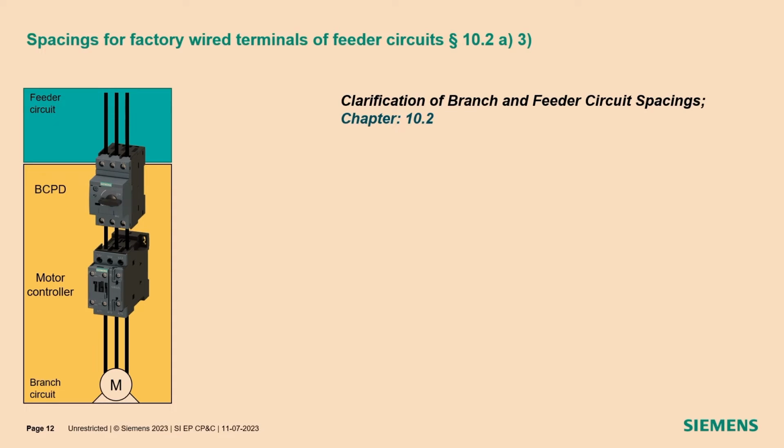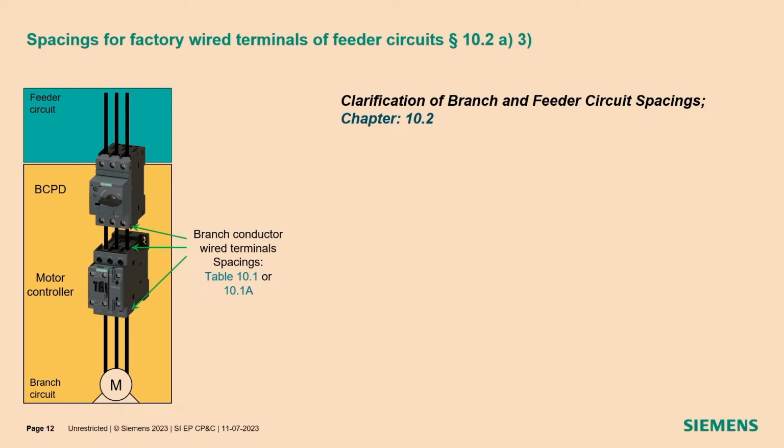And you see here it's concerning the branch and feeder circuit spacings. It's chapter 10.2, definitely for feeder circuit. And as everybody knows, if you have a feeder circuit conductor and you connect this into a terminal in a branch protection device, then we need higher spacings. And we do this here with special equipment. You see here the wording of the standard: branch conductor variable spacings are written in table 10.1 or 10.1A. And these are smaller spacings.